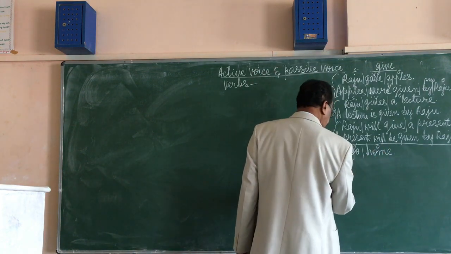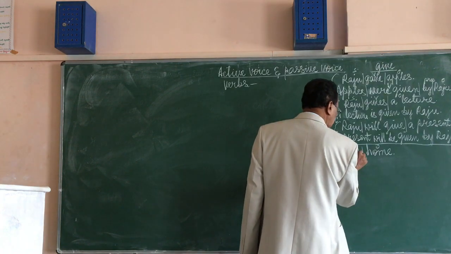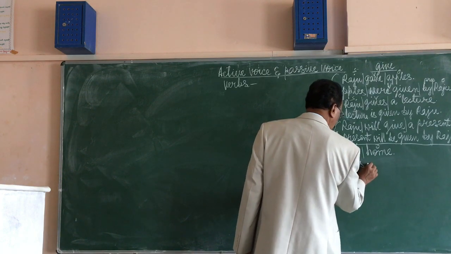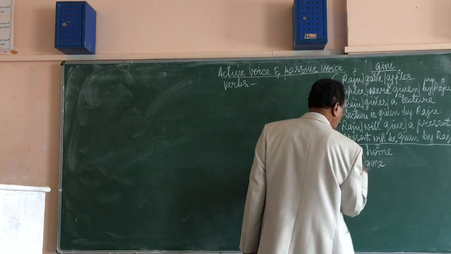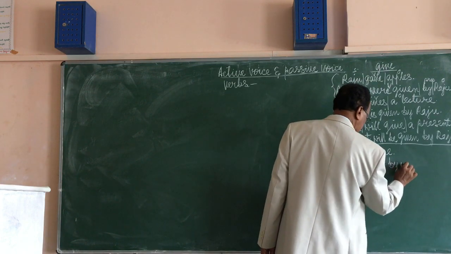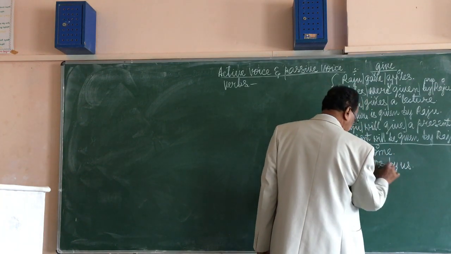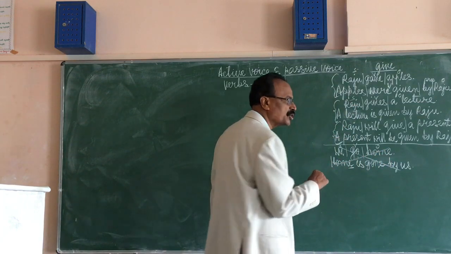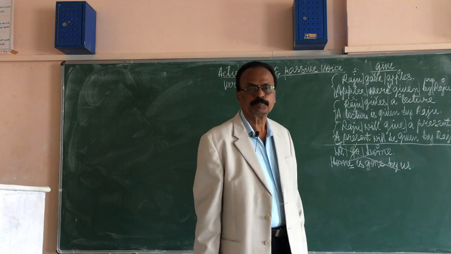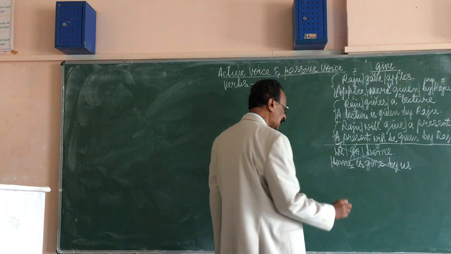Let me try. Home. And here go is a present tense. So home is singular. Home is the third form of the verb, gone. Home is gone by us. The meaning of the sentence is totally unacceptable. Now look at this one.